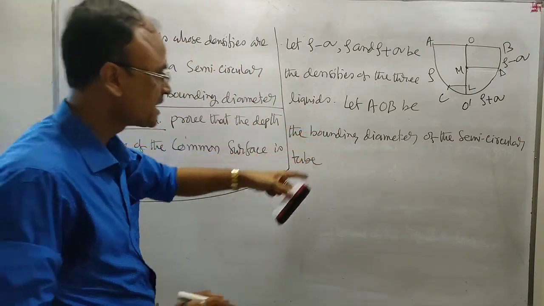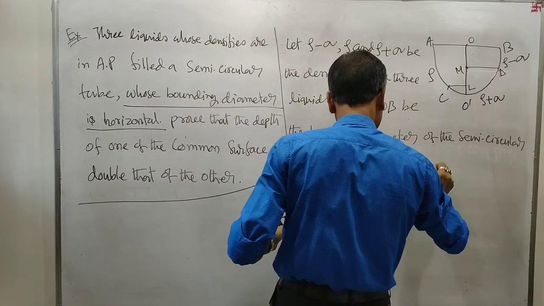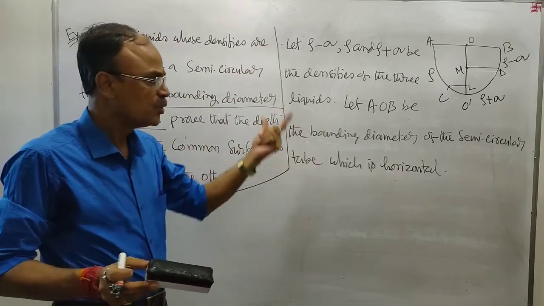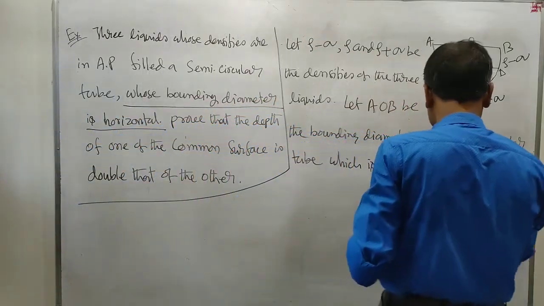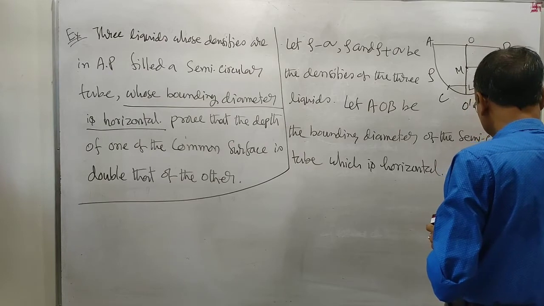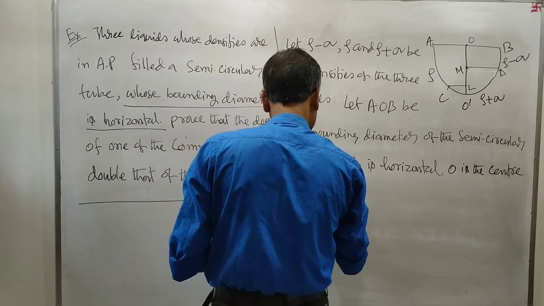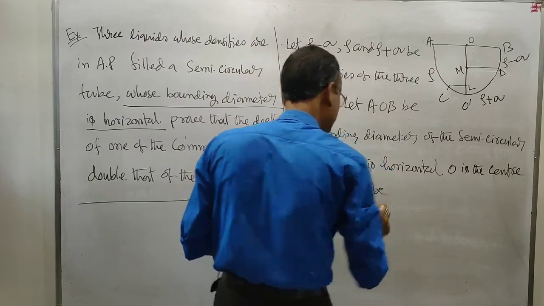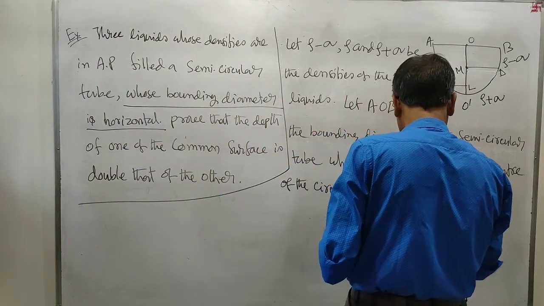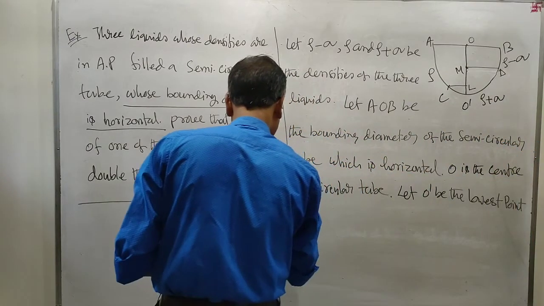Let AOB be the bounding diameter of the semicircular tube, which is horizontal. O is the center of the semicircular tube or circle. Let O dash be the lowest point of the semicircular tube.